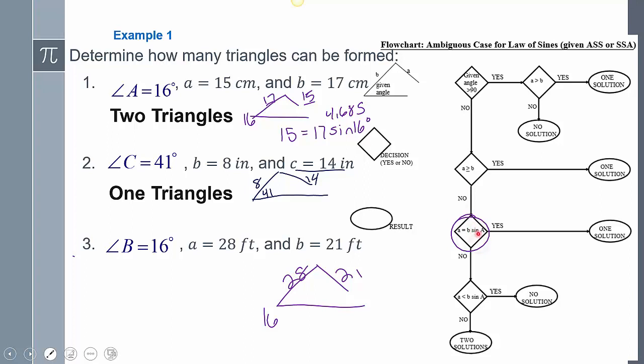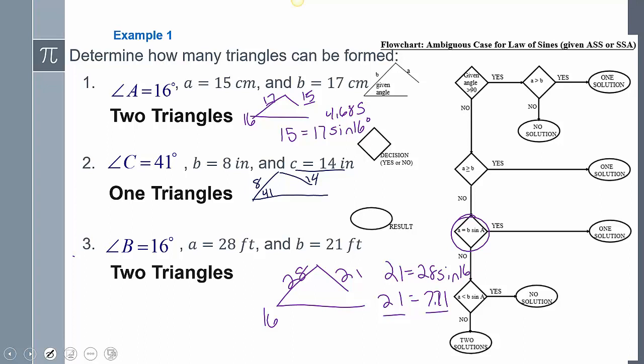Does my side opposite equal my side adjacent times the sine of my given angle? So does 21 equal 28 sine of 16 degrees? Okay, we have to use our calculator for that. So 28 sine of 16 degrees gives us 7.71. So the answer is no. Now, is this less than that? No. So therefore, it's two solutions.